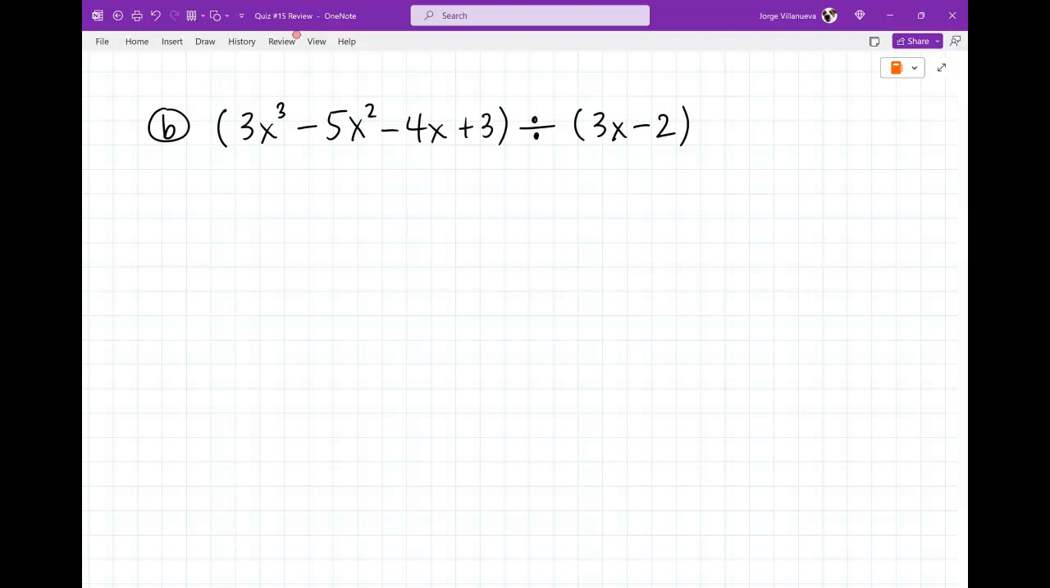So here's the last type of problem you guys are going to do. Okay, it's going to be a division problem. It's going to take a little while.